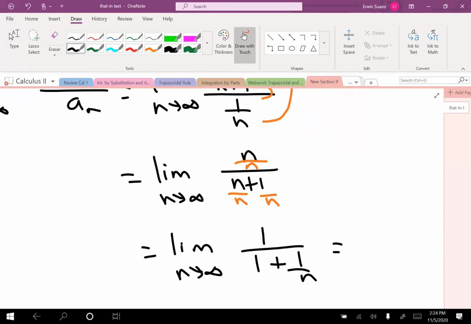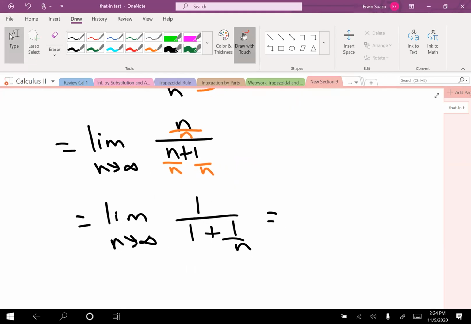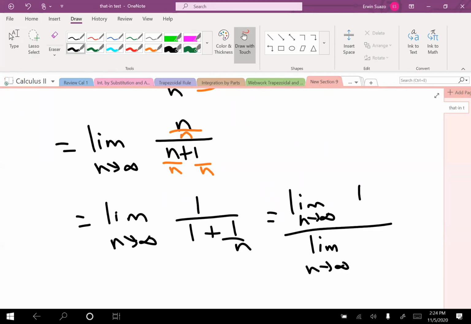Now you can split limits because the limit of the top exists. You couldn't split limits on the top and bottom before because both limits didn't exist. Here you were having infinity over infinity. But now you can split limits. So you go limit of the top, 1, as n goes to infinity, over the limit of the bottom, 1 plus 1 over n. The limit of the top is 1 because it's a constant, and the limit of the bottom is also 1 because this guy goes to 0. So I get 1 over 1.